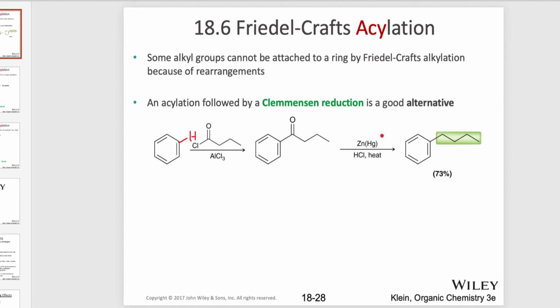So this is an amalgam, and then having HCl and heat will now convert this carbon-oxygen double bond into 2 carbon-hydrogen bonds. Don't be concerned about the mechanism for this. Understand the conditions and how the functionalization changes.